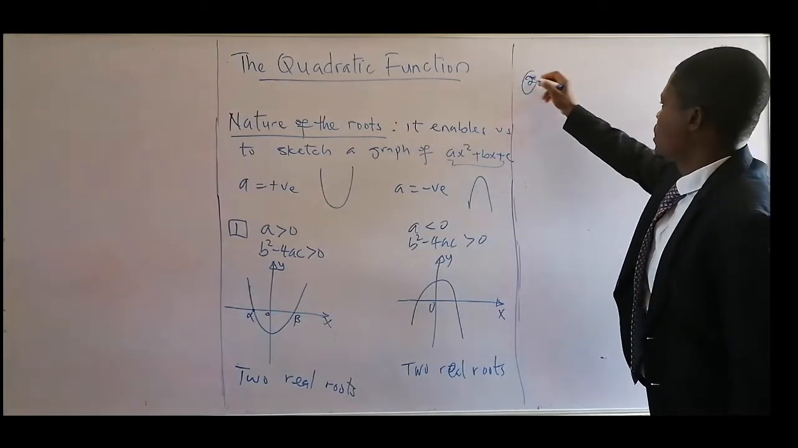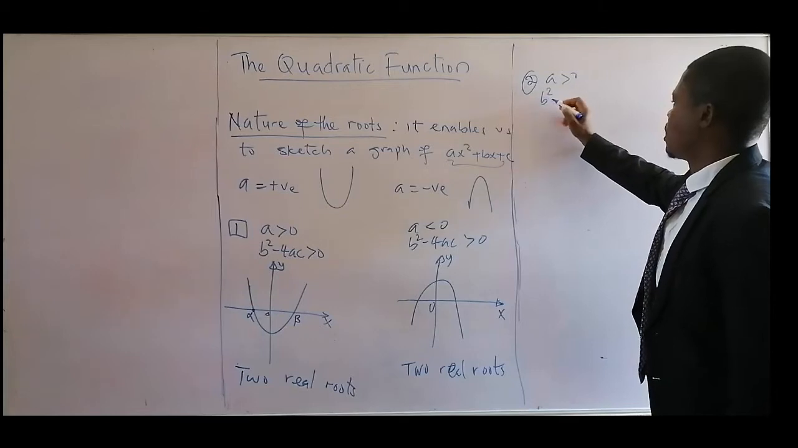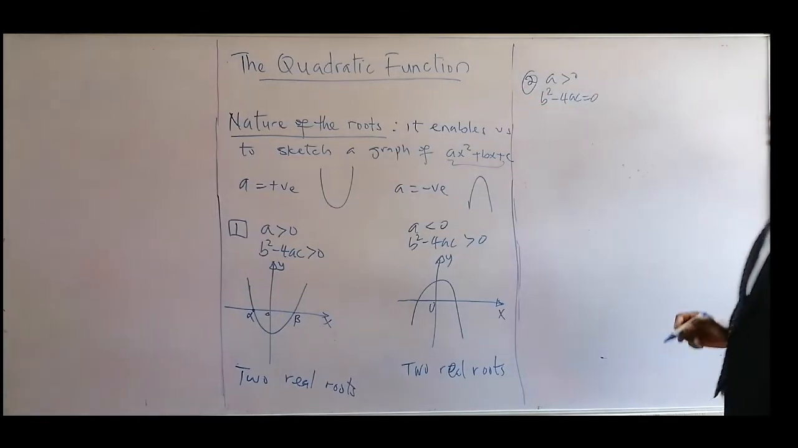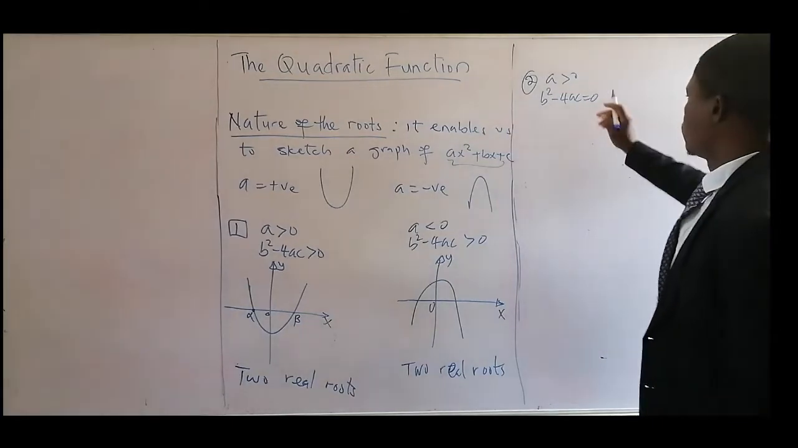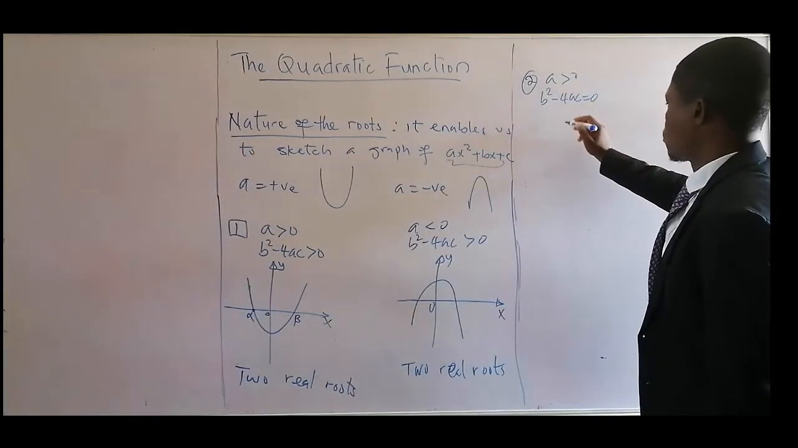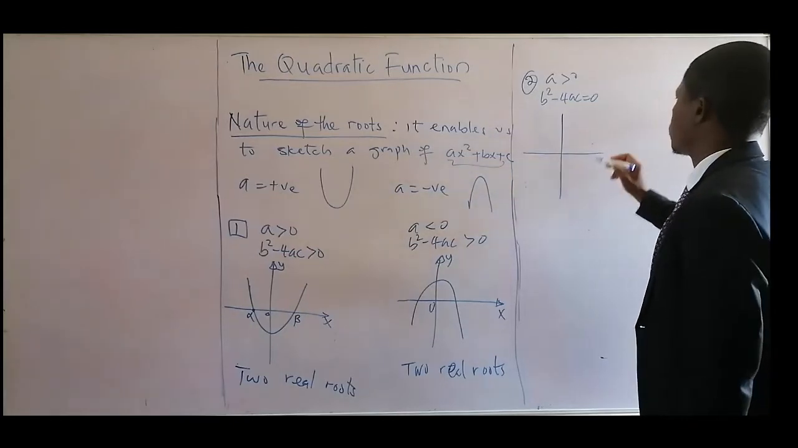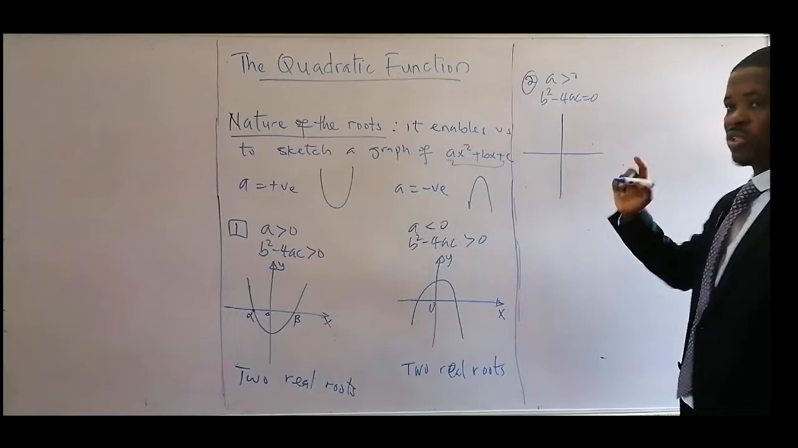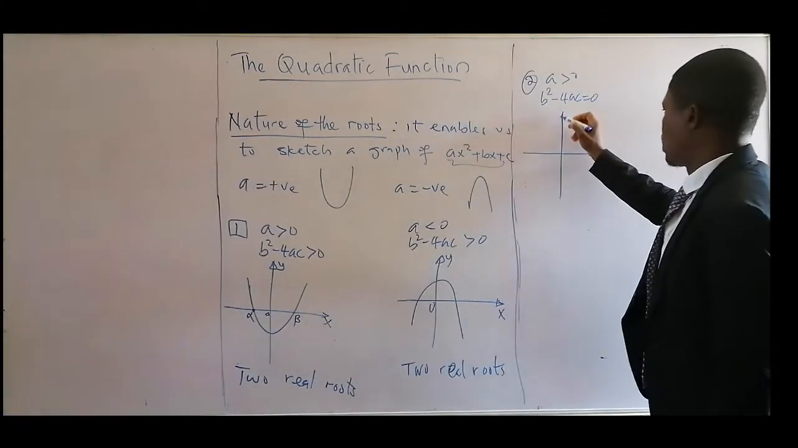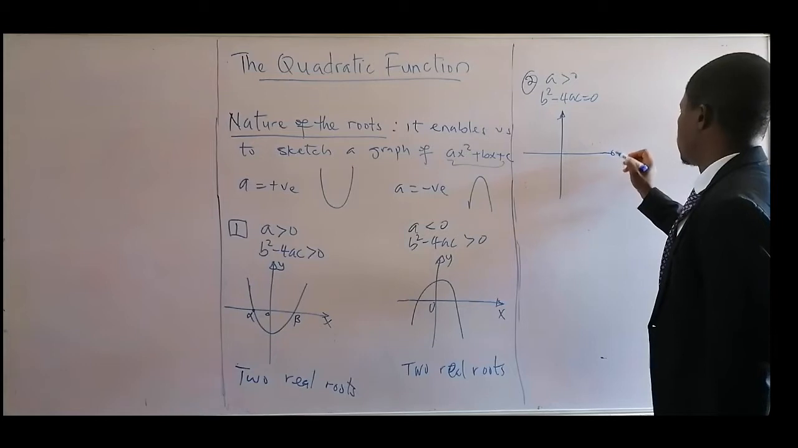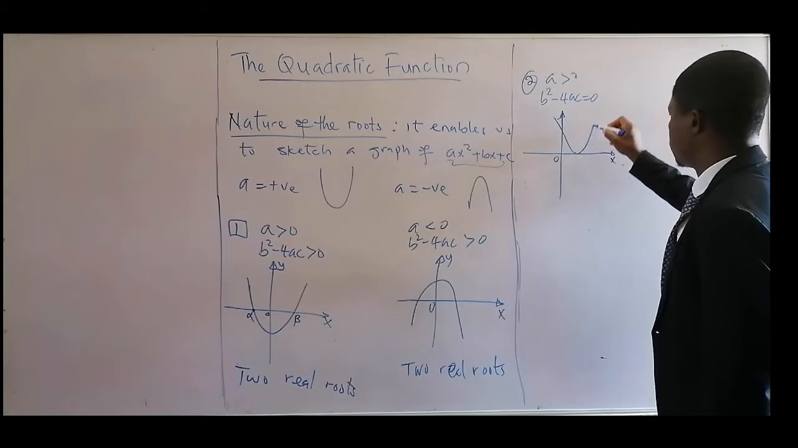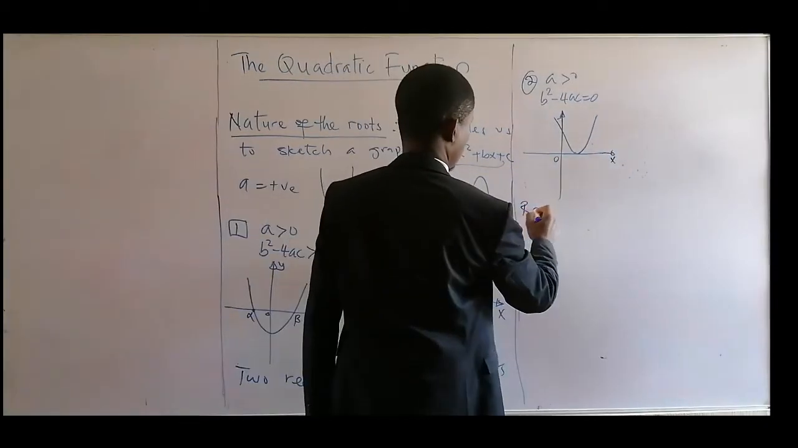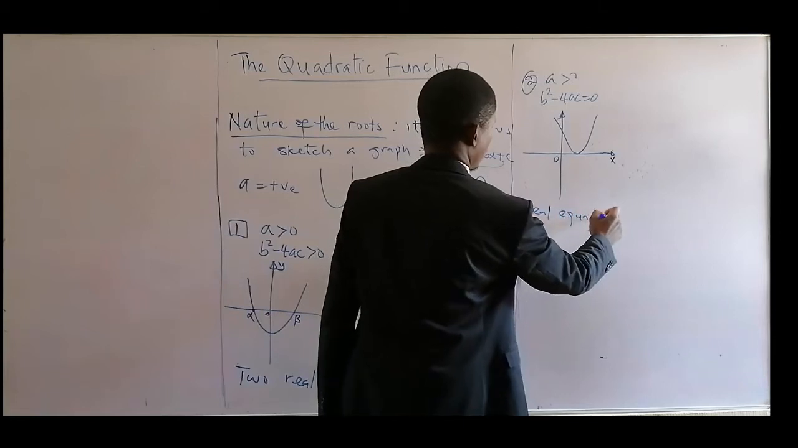Then the second one: a is greater than 0 and the discriminant is equal to 0. That will give us two equal roots. We are going to have repeated roots, one repeated root. So this is your y, and this is your x. This is your origin. So it's going to be this way. This point is the repeated root, so real equal roots.